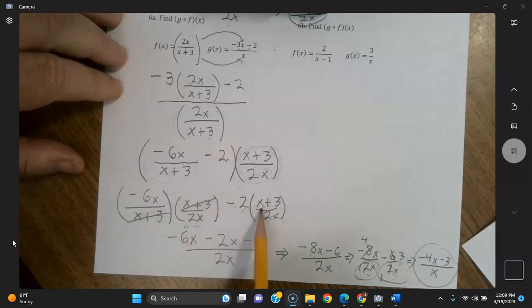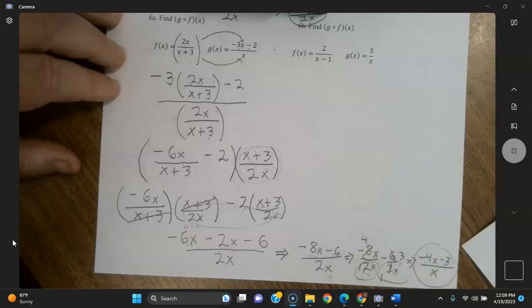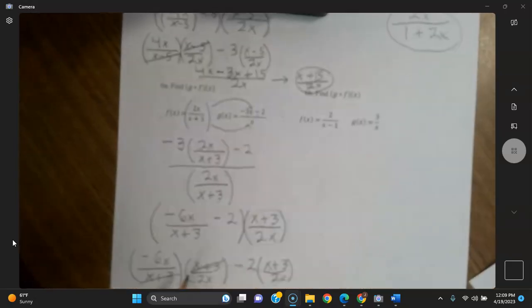There you had negative 2x plus, negative 2x minus 6, negative 2 times 3, negative 6 right there. And then the denominator is common, it's 2x. Now you combine those to get negative 8x. You still have the negative 6 over 2x. Now you can simplify these because they're all even numbers. So after simplifying them, we end up with negative 4x minus 3 over x. Okay, one more to do here.